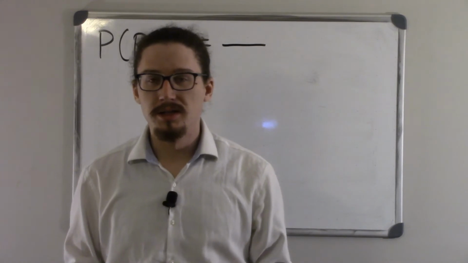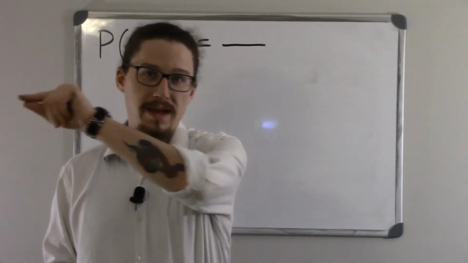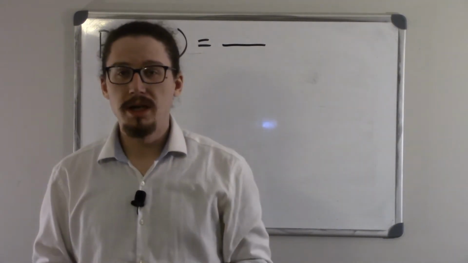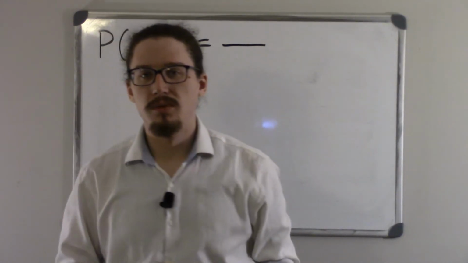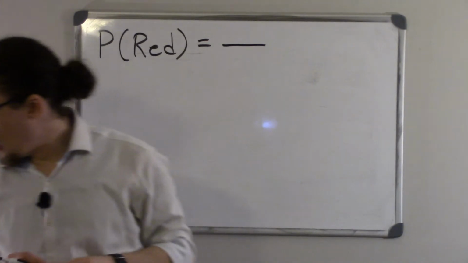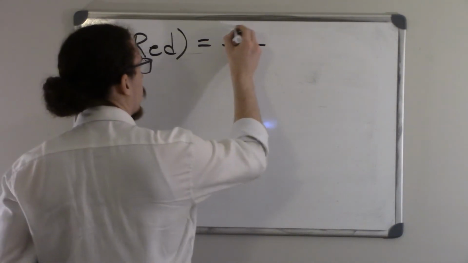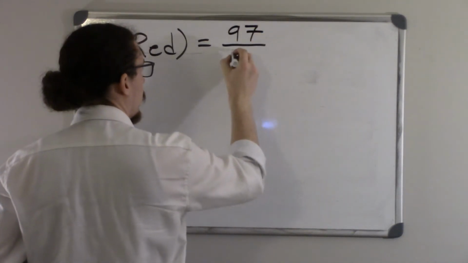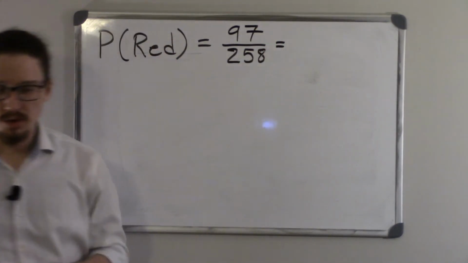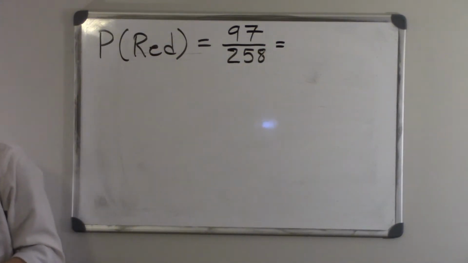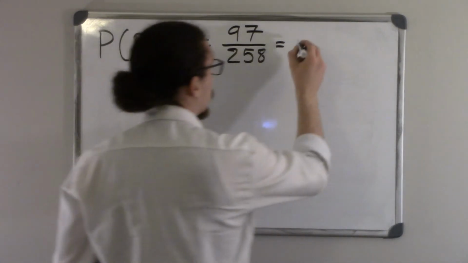red cars. We get this by just looking at that top row of the joint distribution table, getting the red SUVs, red trucks, and red sedans, adding those together, and we'll see that there are 97 of those. All right, then we divide by the total number of outcomes, which is 258, and we'll see that 97 divided by 258 is 0.376.